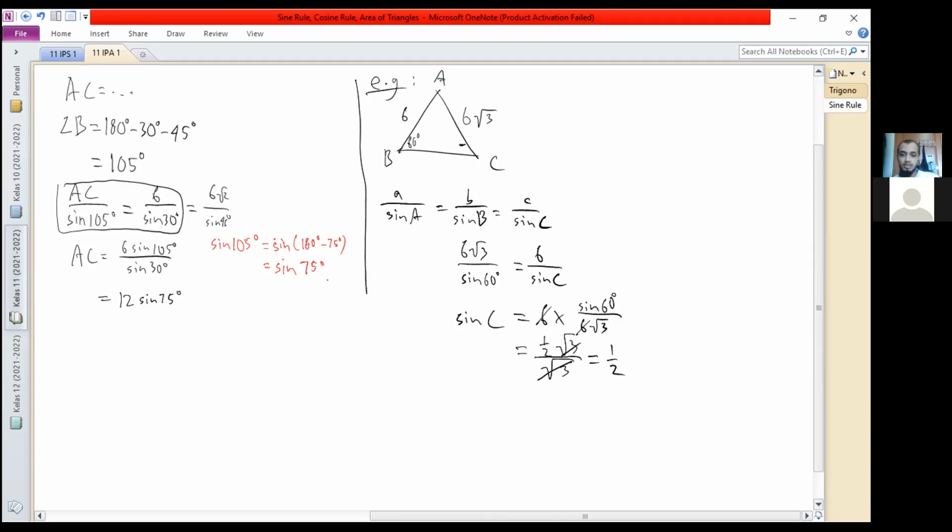Okay, so next, what is the value of C? Yeah, the value of C. Okay, so actually in this case, there are two possibilities. If we just have sine C equals 1/2, there are actually two possibilities. One of them is 30 degrees. The other possibility is 150 degrees.